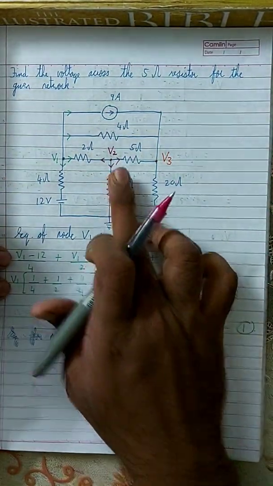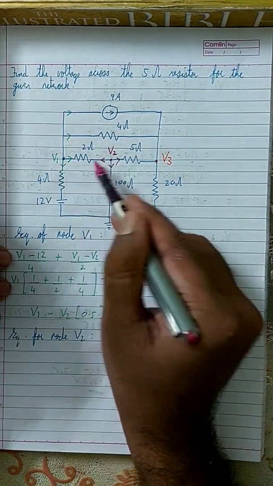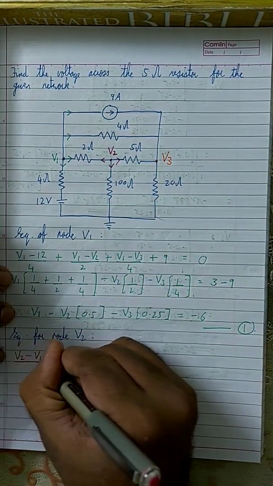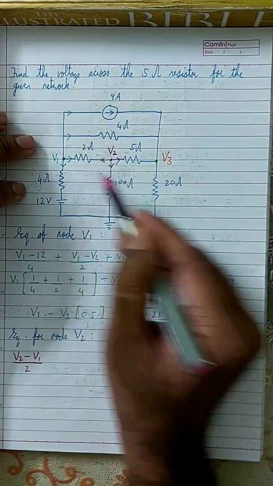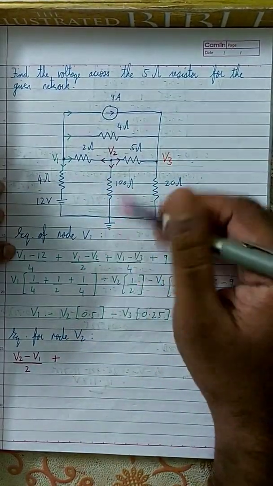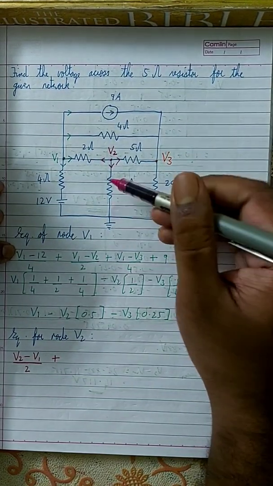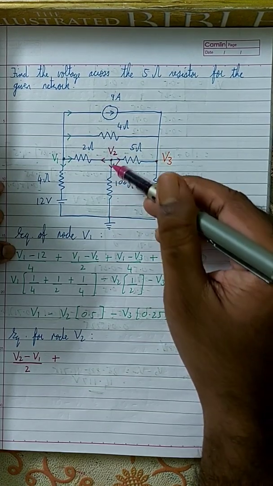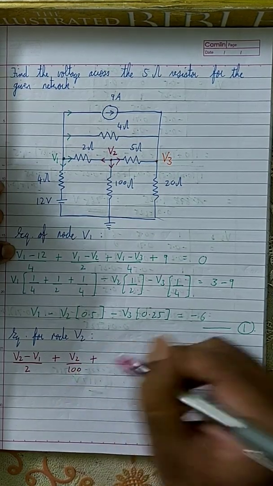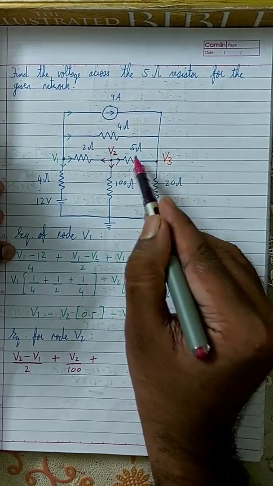First I'll write the current across this branch. In this branch, the current is flowing from V2 to V1 across the 2 ohm. The current is V2 minus V1 by 2. Plus, it's outgoing, that's why it's plus; all the currents are assumed to be outgoing. What about this current? This is V2 minus 0 by 100, since the voltage at this point is 0, so V2 by 100. Plus, and what about this one? The current through this branch going from left to right is V2 minus V3 by 5.